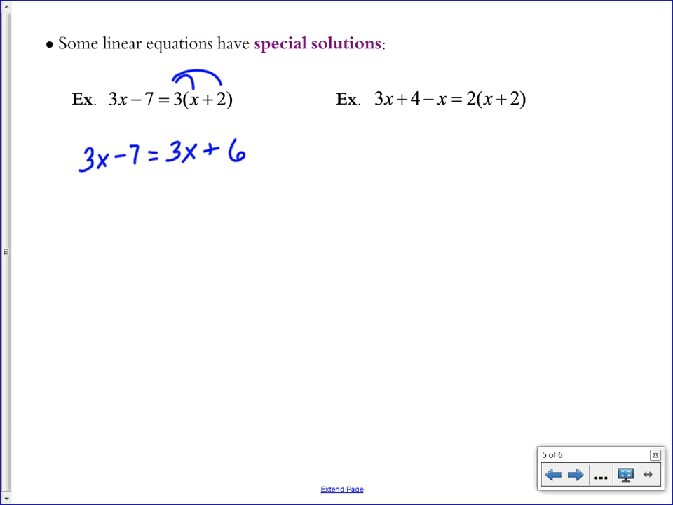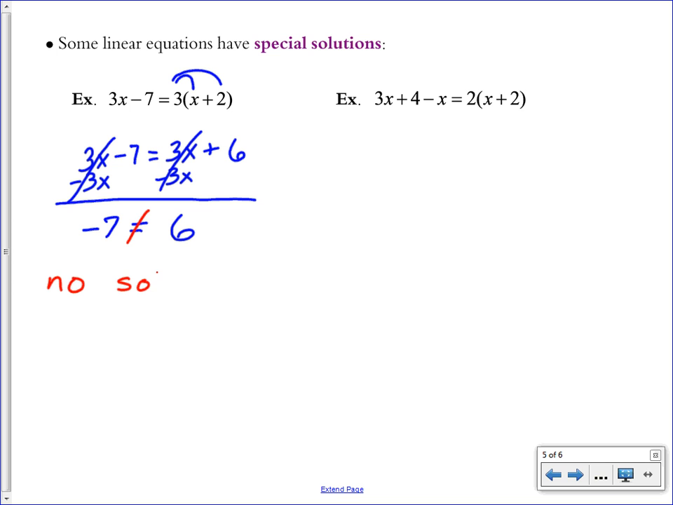When I attempt to get the x's on the same side here, I end up subtracting 3x from both sides of the equation. That means that 3x minus 3x goes away on the left and it goes away on the right. So if I bring down what I have left, it's just negative 7 equals positive 6. That's a big no-no, right? That's an untrue statement. It's false. When that happens, your x drops out and you end up with an equation that is not true or a false statement. We say that this equation has no solution.